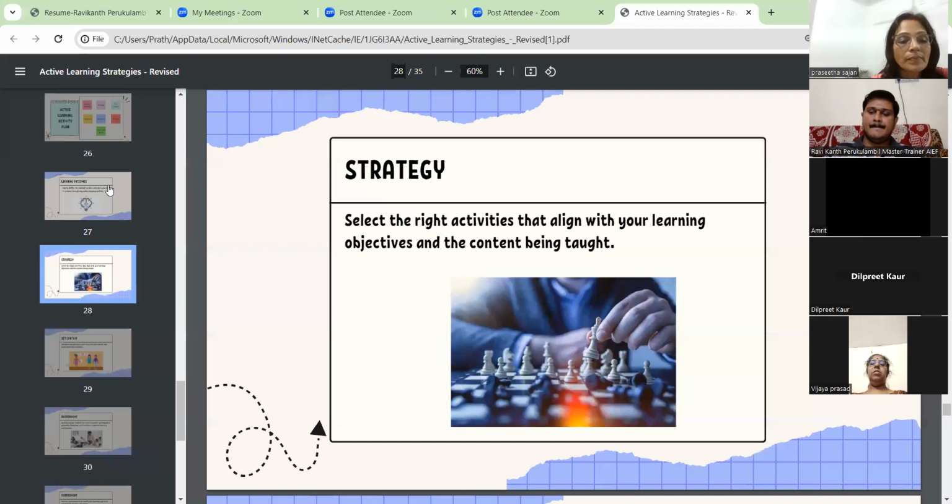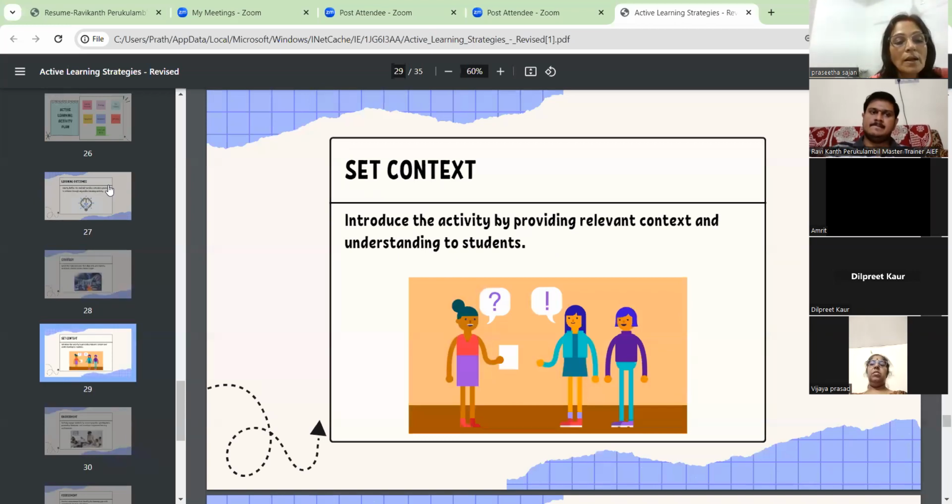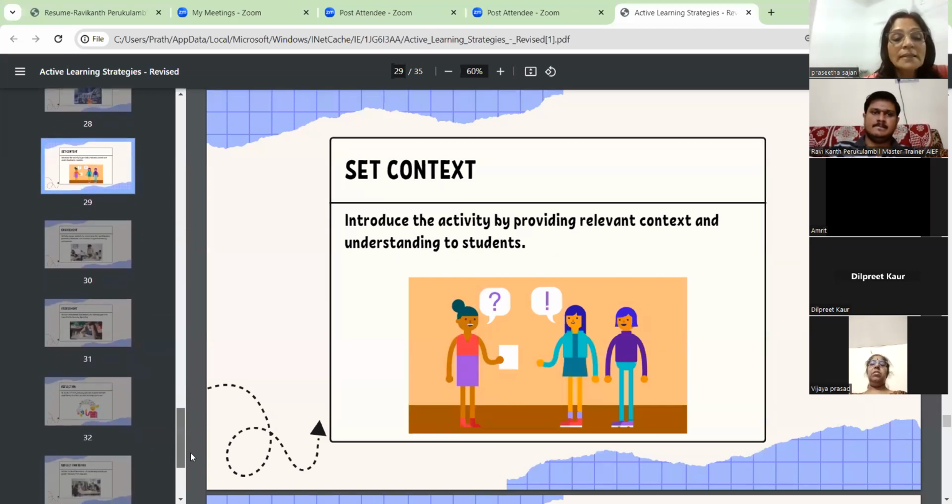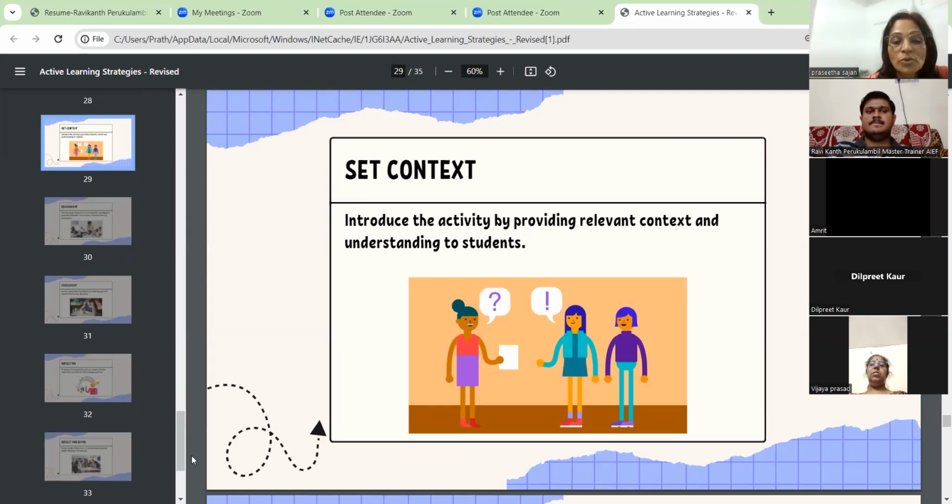Next slide, sir. Introduce the activity by providing the relevant context and understanding to students. For example, when CBSE asked for art integrated projects, I'm 100% sure that 80% of the students did not get the idea of what is being done and why it is being done. So first and foremost, you have to tell your children what the context of what is being done is and how they should go about it.